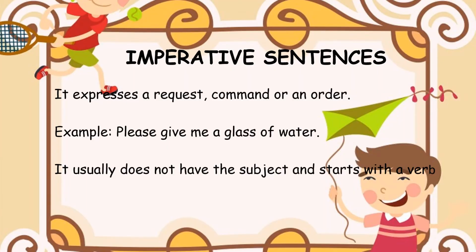Our third kind is imperative sentences. It expresses a request, command, or an order. Example, please give me a glass of water. It usually does not have a subject and starts with a verb. So imperative sentences are actually requests, or they can be a command or advice. Here the example is a request: please give me a glass of water. Now if you remove the please, then it can be a command. An imperative sentence always begins with a verb. The subject is usually not given. We don't know whom to give the glass of water to. It can be anyone, so the subject is not there.